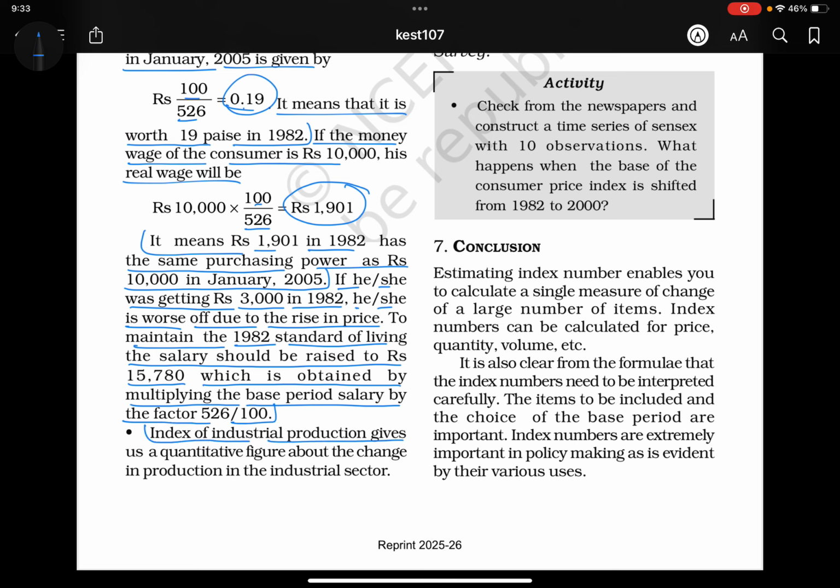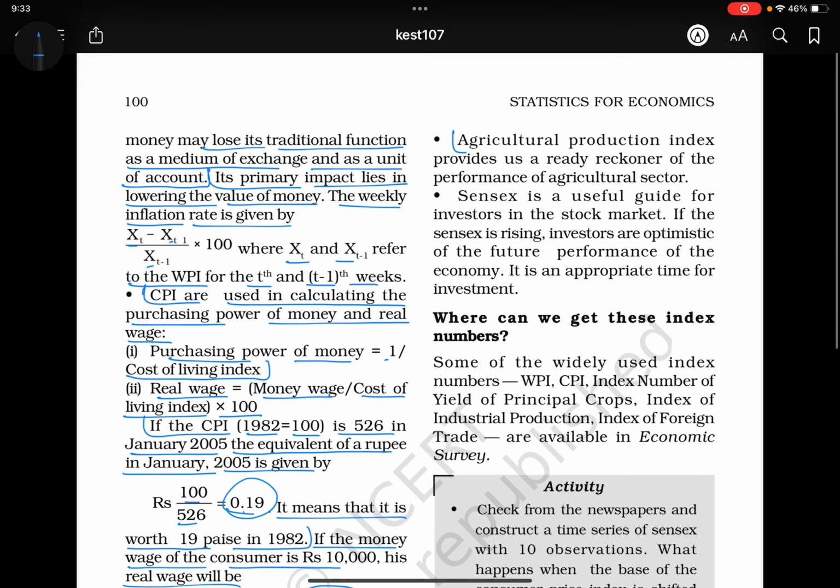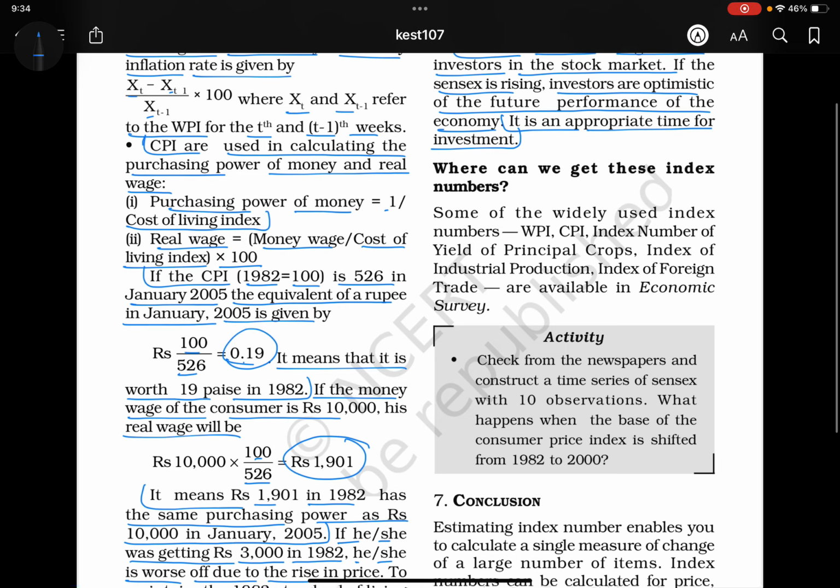Index of industrial production gives us a quantitative figure about the change in production in the industrial sector. Agricultural production index provides us a ready reckoner of the performance of the agricultural sector. Sensex is a useful guide for investors in the stock market. If the Sensex is rising, investors are optimistic of the future performance of the economy. It is an appropriate time for investment.